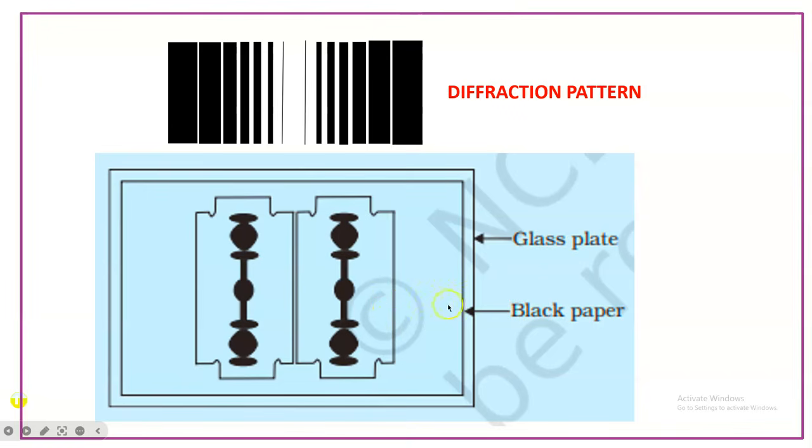In this setup, a glass plate, after that a black paper, and the uppermost or topmost 2 blades separated by a fine sharp edge with a small distance.